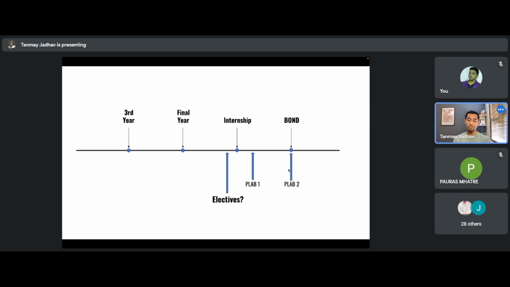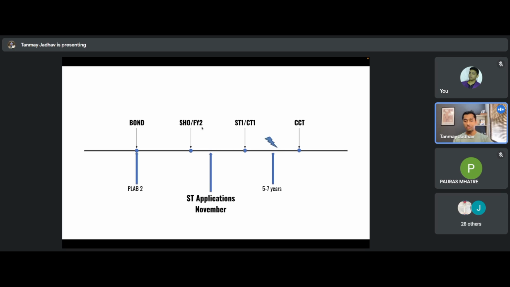So once you've passed your PLAB 2 and you get your GMC registration, you apply for an SHO or an FY2 post. SHO is basically senior house officer. FY2 is foundation year 2, essentially the second year of internship. These people have 2 years of internship rather than 1. Which is what I'm doing.